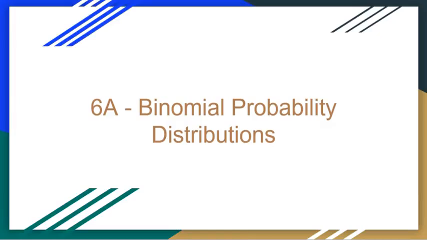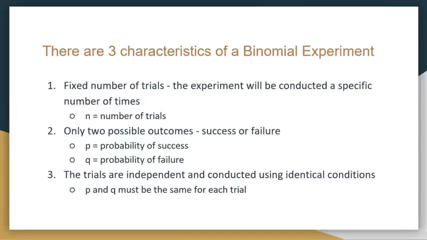All right, 6A, we're going to look at binomial probability distributions. To know whether or not something is binomial, there are three things that we're looking for. First is a fixed number of trials. So we decide before we start how many times we're going to do something.